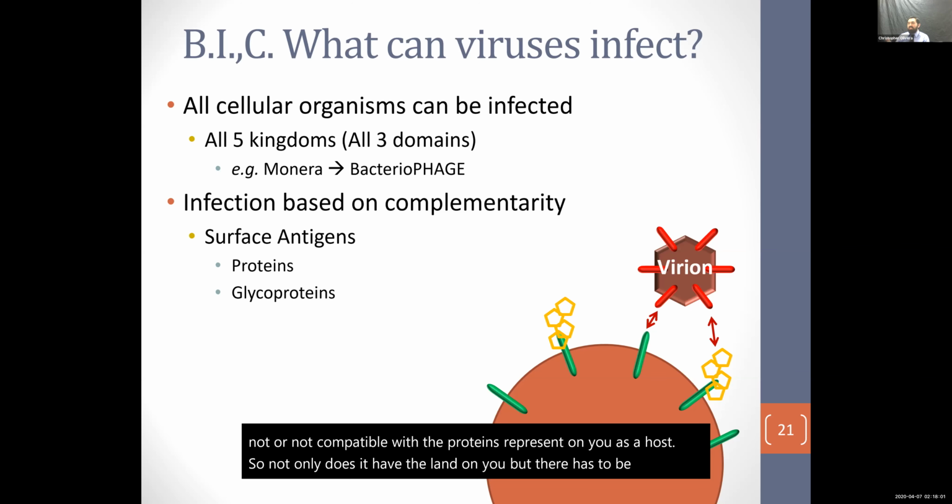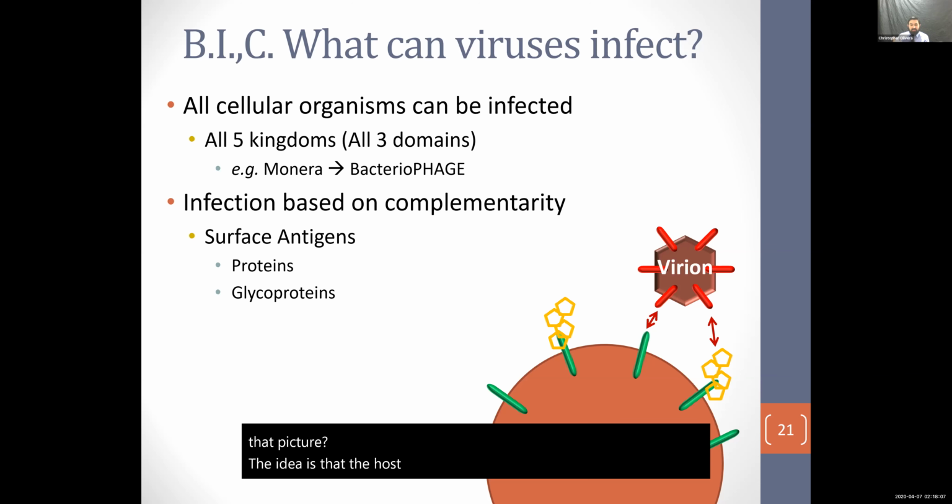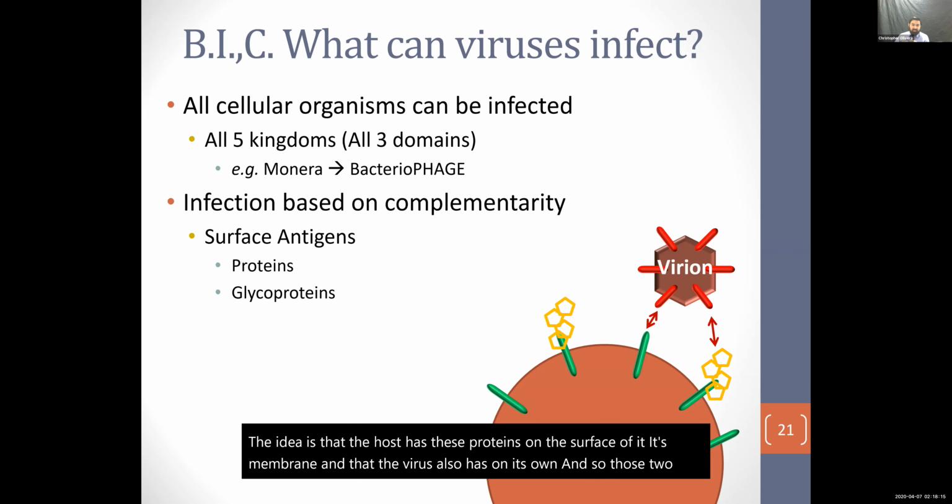which is what you're seeing on the lower right-hand side of that picture. The idea is that the host has these proteins on the surface of its membrane, and that the virus also has its own. And so those two proteins have to interact. They have to kind of do that handshake. And if they agree, if they're compatible, then that virus can come in. That virion technically can enter.